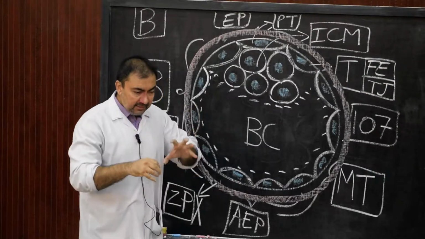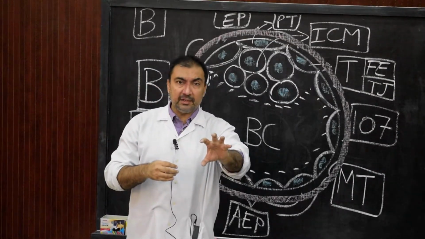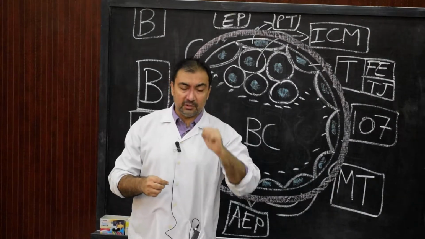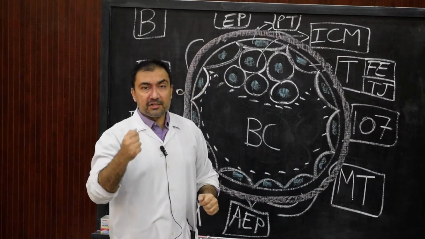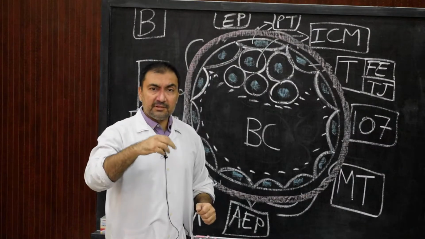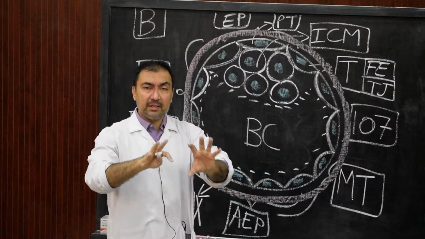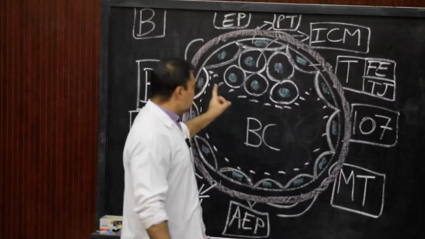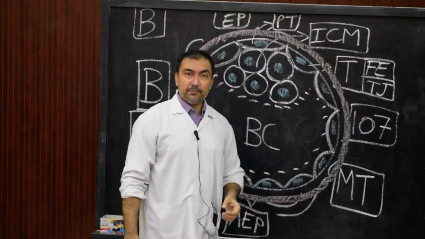Then it will slowly start encroaching the uterine endometrium. As it encroaches the uterine endometrium, that process is called implantation, also known as implantation and embedding of the blastocyst within the uterine endometrium. So the next stage after blastocyst is implantation.